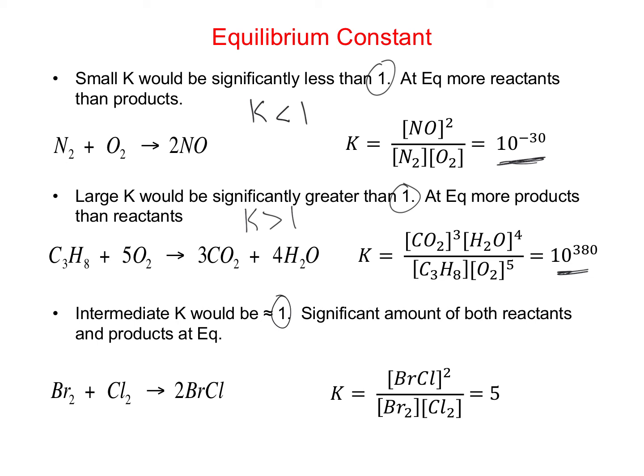And then when K is around 1, that means I have significant amounts of both reactants and products. So a K of like 5 or 100 or 0.1, if K is bigger than 1, I have more products than reactants, but if these numbers aren't crazy small and crazy big, that means that this reaction truly is going to equilibrium, and I have some of both the products and reactants present at equilibrium.